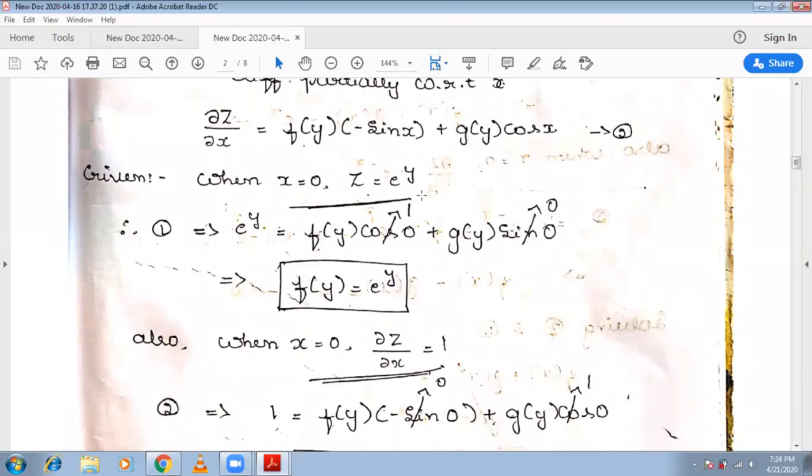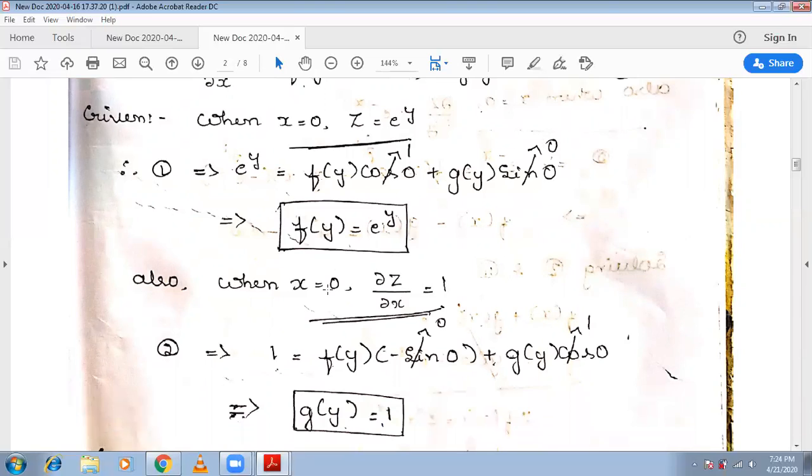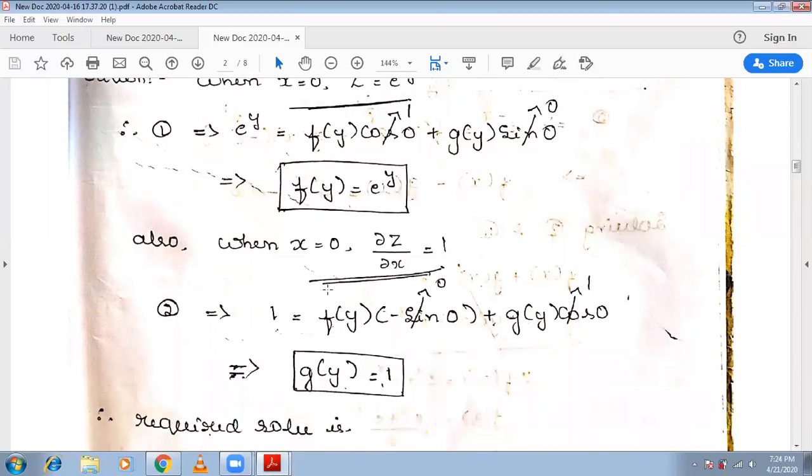First two initial conditions: x is equal to 0, z is equal to e power y. Put these two conditions in equation 1. In place of z put e power y, in place of x put 0. e power y is equal to f of y into cos 0 plus g of y into sin 0. We know that sin 0 is 0 and cos 0 value is 1. So f of y is equal to e power y. We obtain one function value, f of y, that is nothing but e power y.